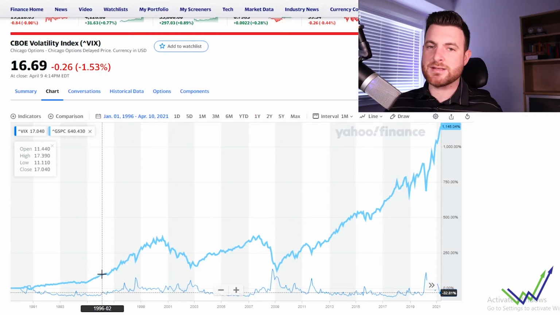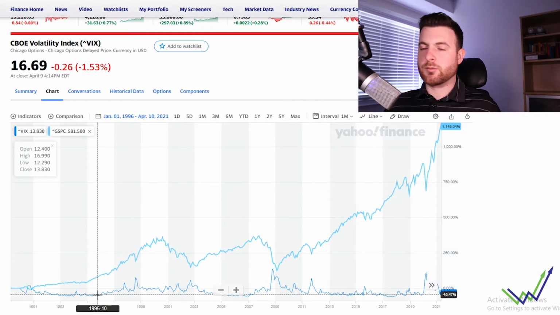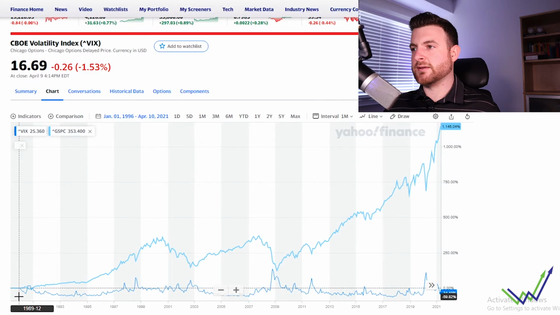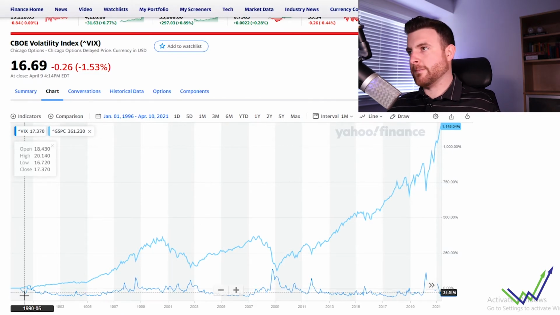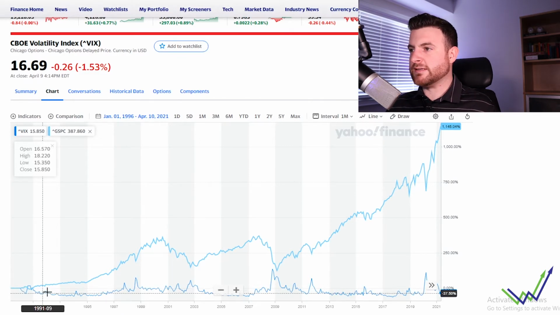So what I've done is I've looked at the past 25 years of the VIX and the S&P 500, and we can see it on this chart. Light blue is the S&P 500. The dark blue line is the VIX, like I mentioned, going back all the way to 1996. I think it's capturing a little bit more than that.